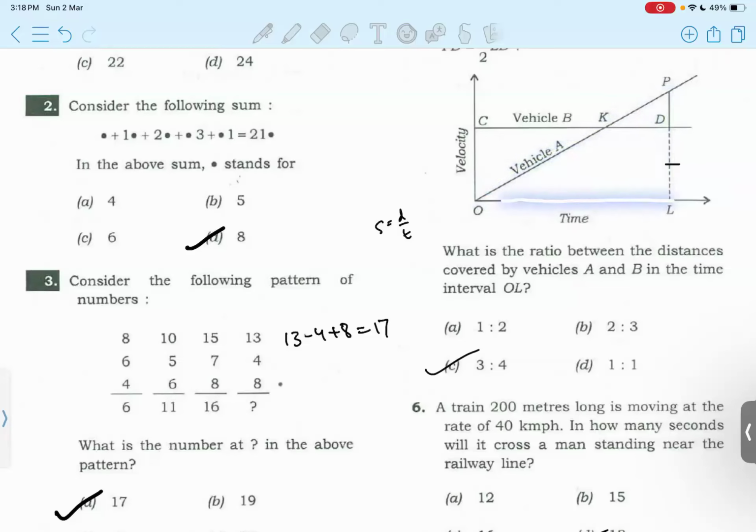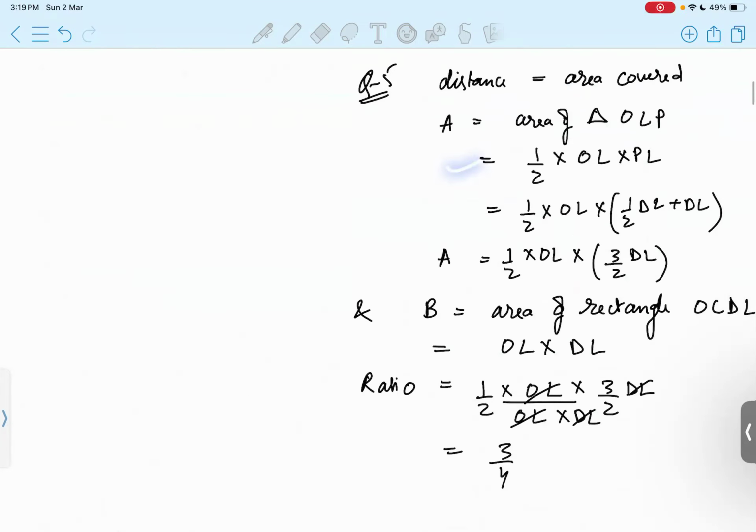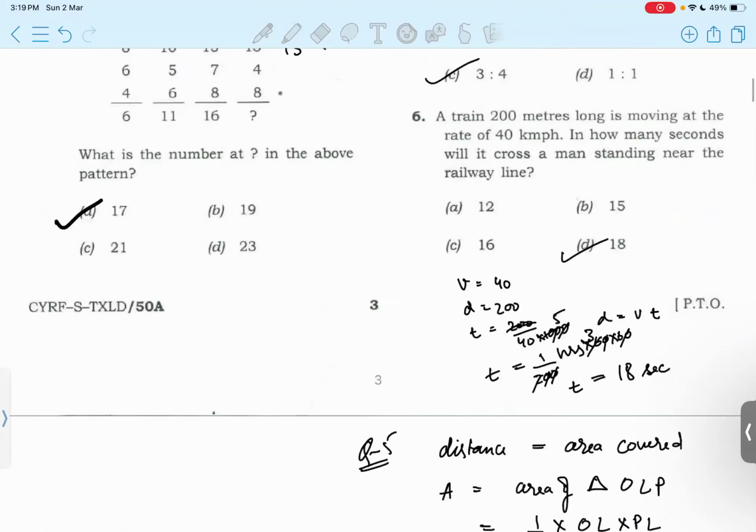In this case, distance would be given by the area, because it is asking to calculate in time period OL. Distance covered by vehicle B would be the area of this rectangle. For A, it would be the area of this triangle, which is half into base into height. If you calculate it using the symbols and the information given, PL can be written as half of DL, so we are left with only one variable. We'll get 3 by 2 DL for A, and distance covered for B would be the area of the rectangle. Then you put it in the ratio, you'll get 3:4. So option C.